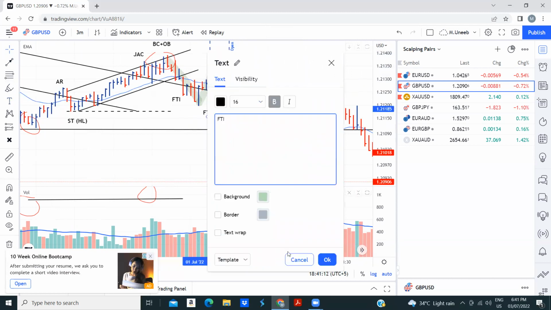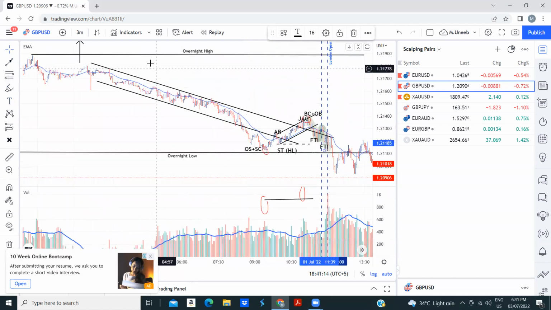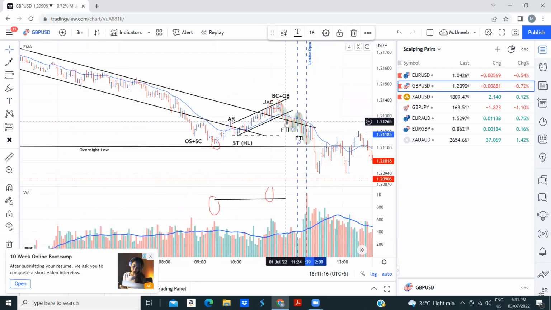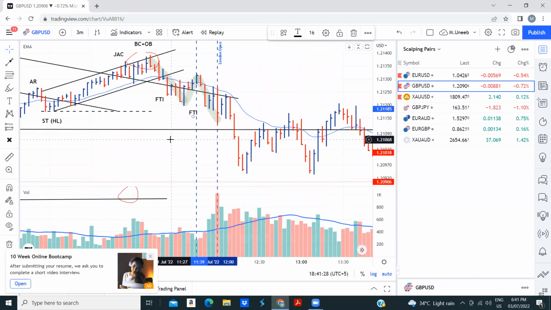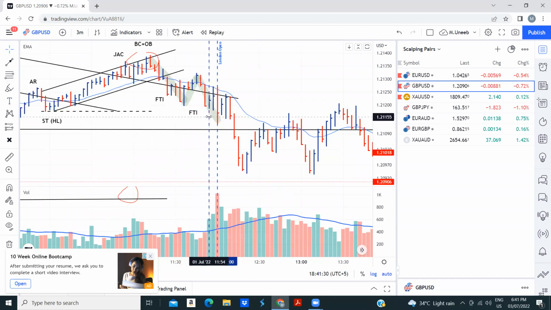FTI. Why is this falling through ice? This one, this channel, this should not be falling through ice, right? Because this channel, this line is coming from here. But the fact is that this oversold failed and the buying climax was much larger than the selling climax, right? So this is a second FTI right over here. This one, right?